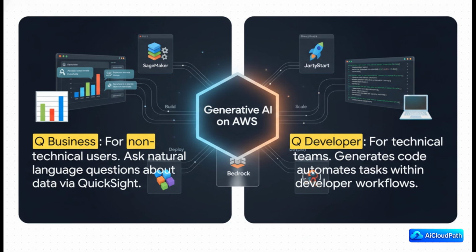One key thing to understand is that Amazon Q isn't just one size fits all. It actually comes in two different flavors, each one designed for a totally different audience. You've got Q Business, which is built for, you guessed it, your business analysts and non-technical folks. Then you have Q Developer, which is a powerhouse tool built specifically for your tech teams.